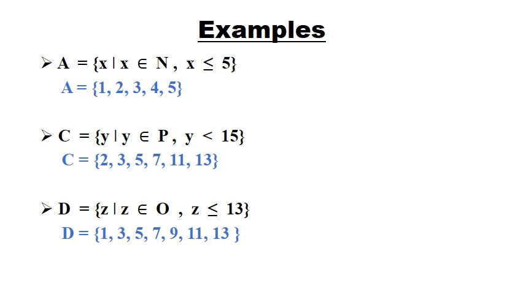Now come towards another example, that is z such that z belongs to O and z is less than or equal to 13. Here O stands for odd numbers, so you will have to write those odd numbers which are less than or equal to 13. And what is an odd number? Those numbers which are not divisible by 2. So the elements of the set are {1, 3, 5, 7, 9, 11, 13}. If 13 is a member of the odd numbers, you will include it in the set. Otherwise, the last member will be 11.